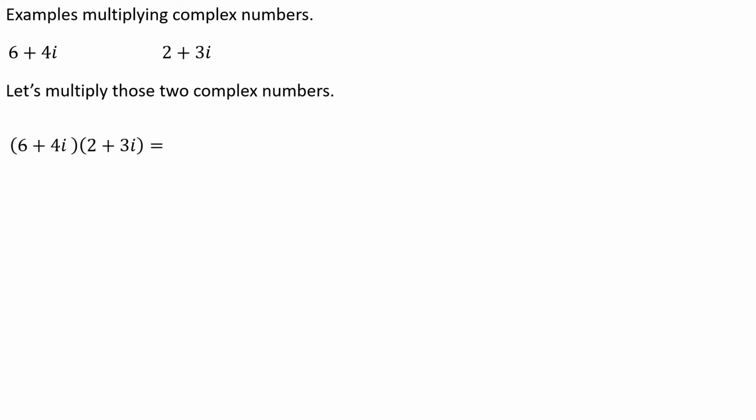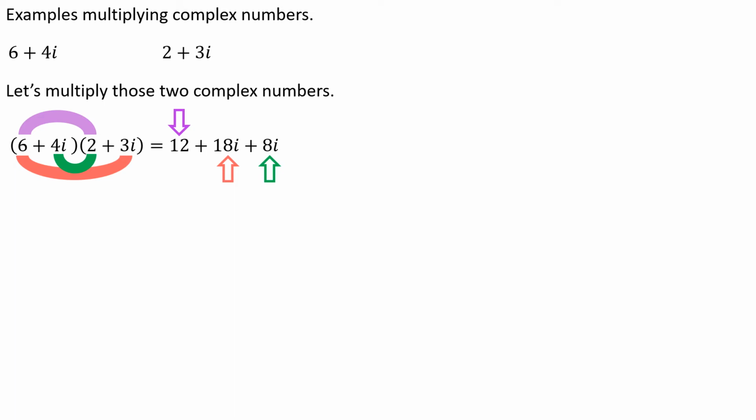Let's try multiplying. Those are two complex numbers. So let's multiply them. I will have to perform FOIL. F, first one in each. O, outer. I go toward the outer parentheses. I, inner. Go toward the inside parentheses.